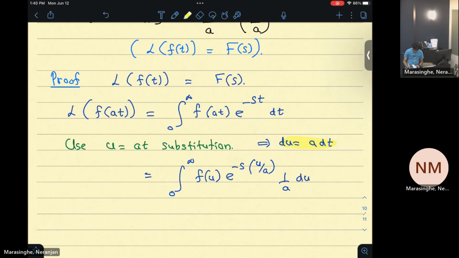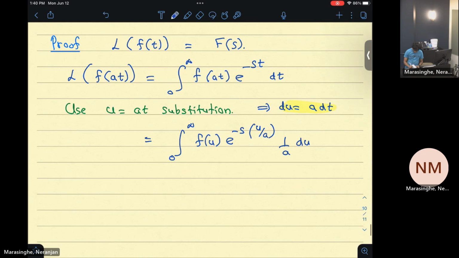Then I can take 1 over a out. So I have 1 over a times the integral from 0 to infinity of f(u) e to the minus s, I would write this in this way, e to the minus s divided by a times u, du. Okay.